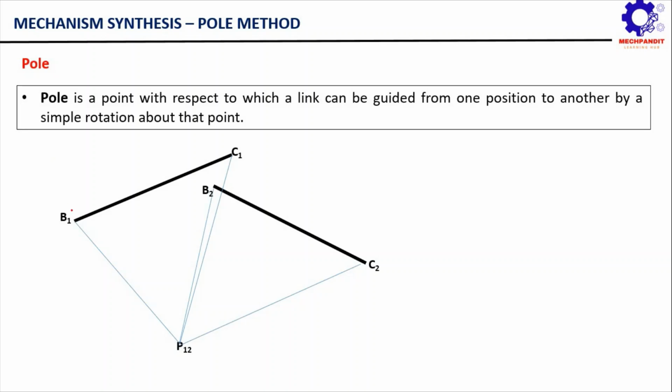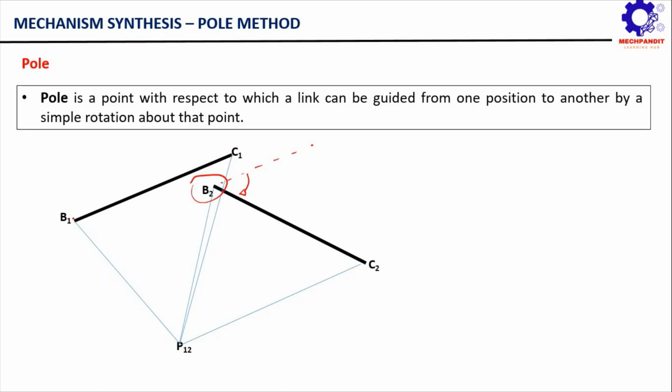Let us say we have a link BC that is lying in two positions. One is B1C1, another is B2C2. Let us say we want to move the link BC from position B1C1 to B2C2. So there could be two approaches to do that. One is to move this link from point B1 to point B2, that means you simply translate it somewhere here and then you give a simple rotation about this point B2 to acquire this new position B2C2.